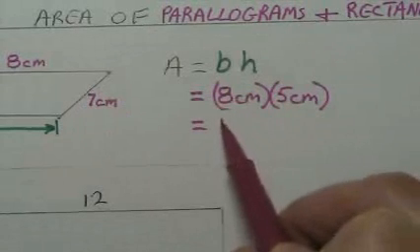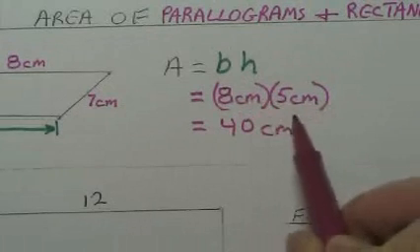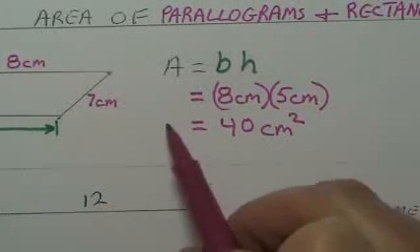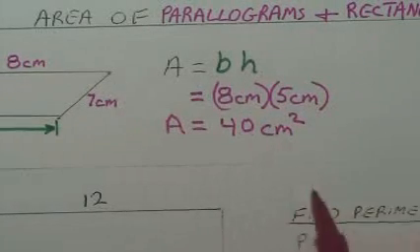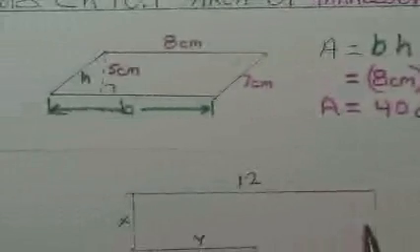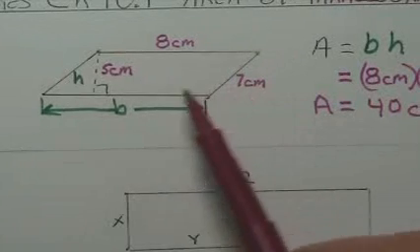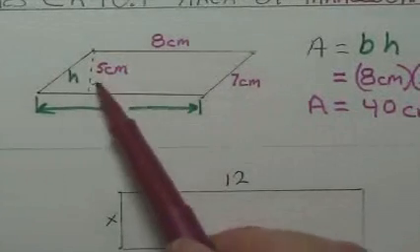8 times 5 is 40, and centimeters times centimeters is centimeters squared. So our area is 40 centimeters squared. Remember, area is always how many squares will fit inside. And notice that we did not even need to use this measurement here. That's not our height. Our height is perpendicular to the base.